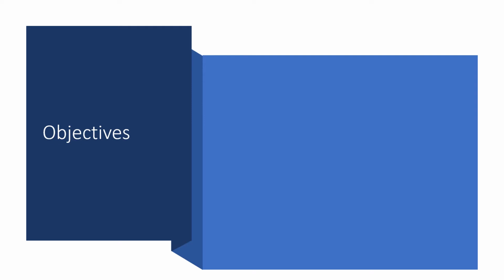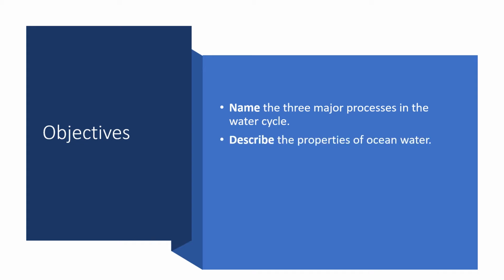All right. So let's go over a couple of objectives of what we want to be able to do as we go through this section. So we first want to be able to name the major processes of the water cycle. Then we want to be able to describe the properties of ocean water. Be able to describe, how is it different than other water. We want to be able to describe two major types of ocean currents.